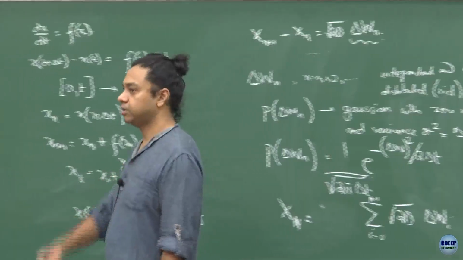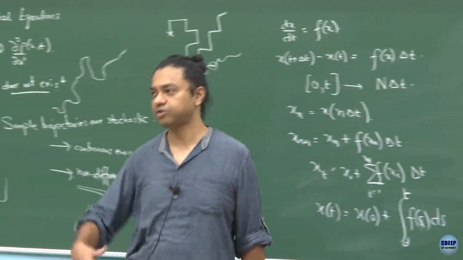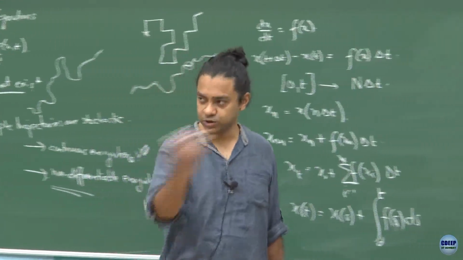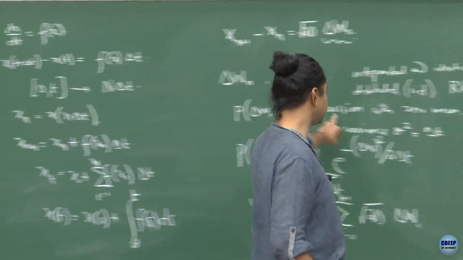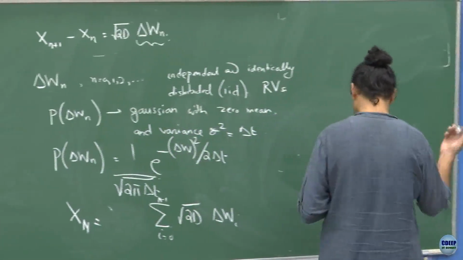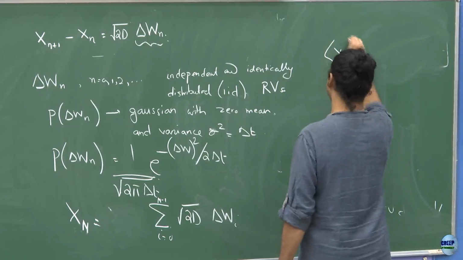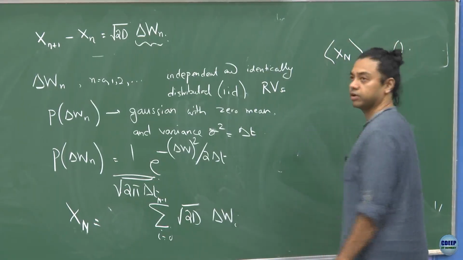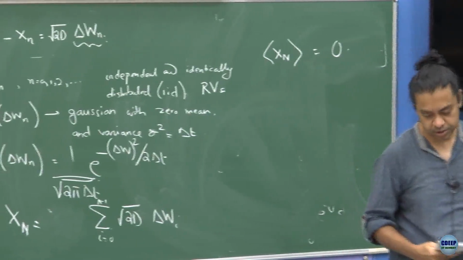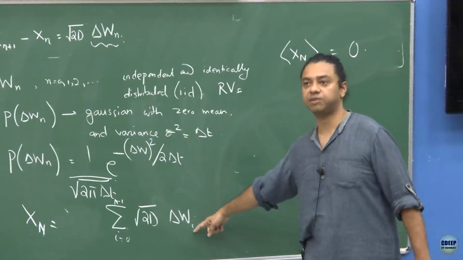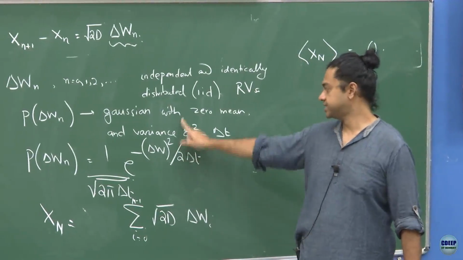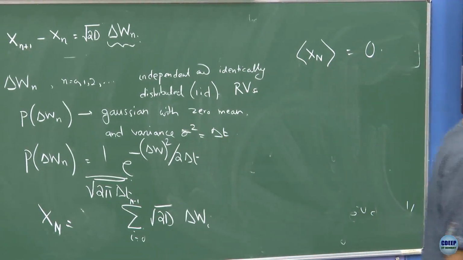Mean is 0. Generally, the mean of the sum is the sum of the means. If those means are 0, in this case of course 0, because you have a Gaussian with 0 mean. So the average of x n is therefore 0, because the mean of the sum is the sum of the means. In this case, each mean is 0 and therefore your average x n is 0.